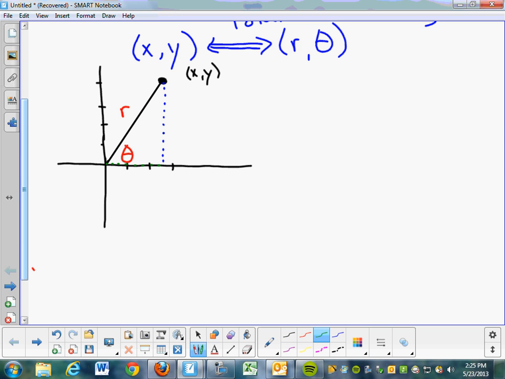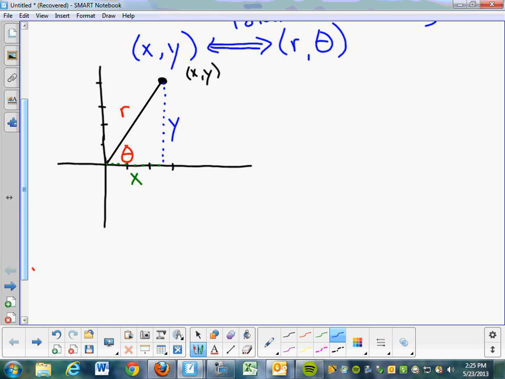So I've got the green, I've got the blue. Okay? That's going to form a triangle. I can use that triangle to represent certain portions of this graph. Namely, the green is going to be x, and the blue is going to be y. There are relationships that exist here. If I want to solve for x and y, r and theta, I can use trig to help do that.